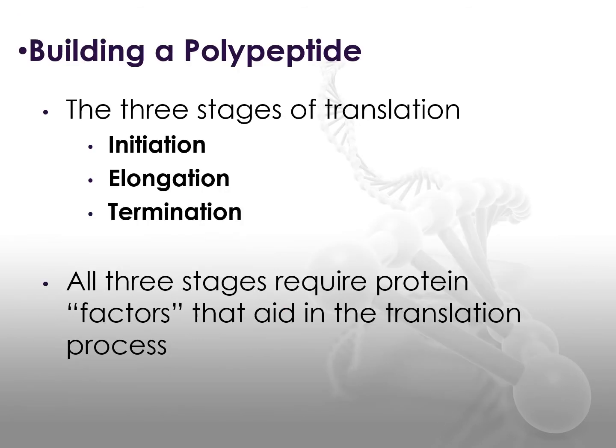Polypeptide synthesis occurs in 3 stages, and if you remember, transcription has the same 3 stages. However, different things are involved and different things occur. There is an initiation stage, an elongation stage, and a termination stage. Just like transcription, there are factors which help with the process. In this case, instead of transcription factors, they are called translation factors. These are special proteins and enzymes which help the process of translation.